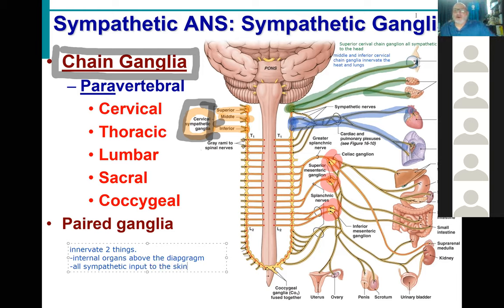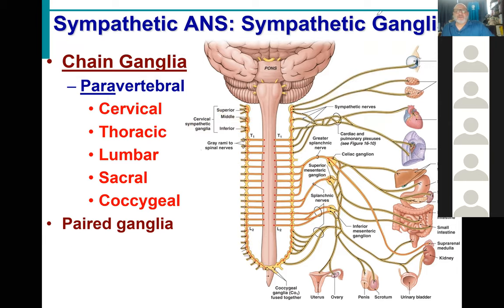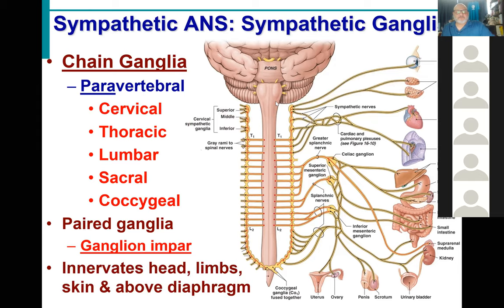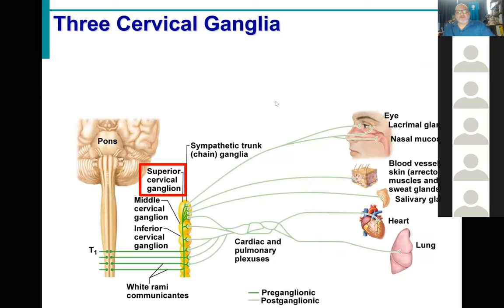So basically all the rest of these ganglia, the thoracic, the lumbar, the sacral, all of these innervate the skin. And I have some pretty pictures that show this. So let's take a look. We'll come back to that in a second.